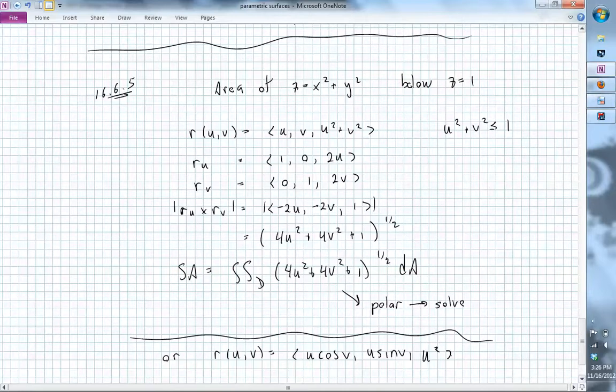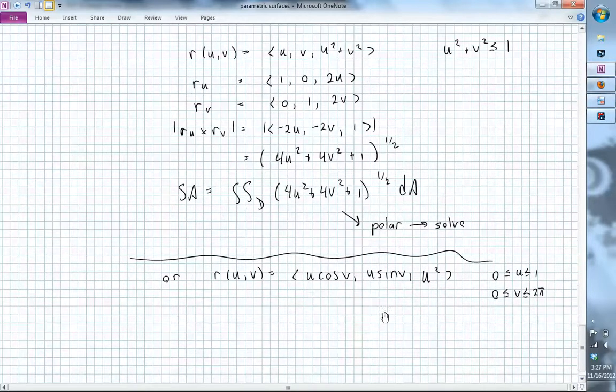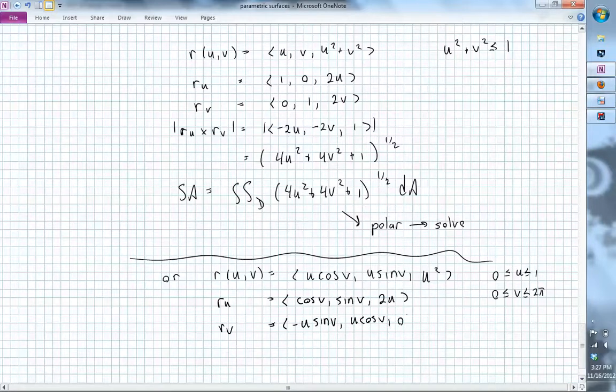u goes from 0 to 1. And v? 0 to 2 pi. It's the exact same part of the surface, just a completely different parameterization. Let's just do it again here. r_u is cosine v, sine v, and 2u. r_v is minus u sine v, u cosine v, and 0.